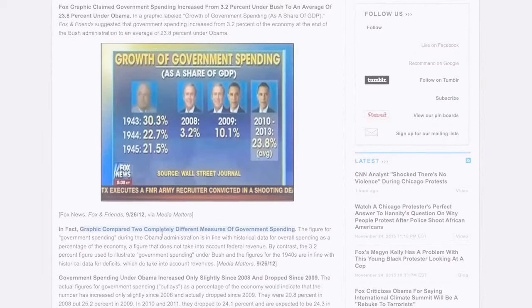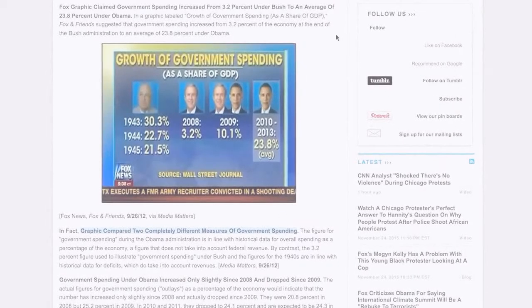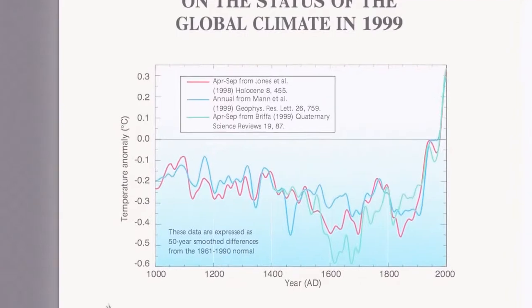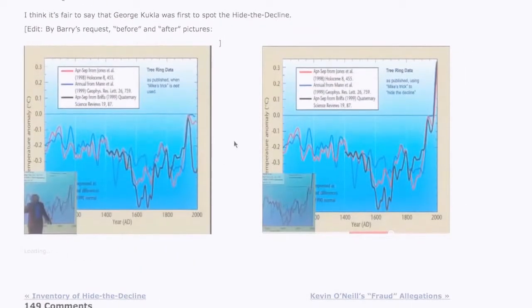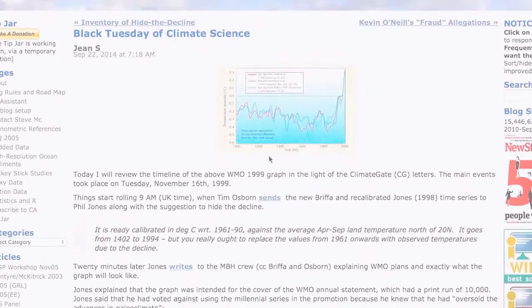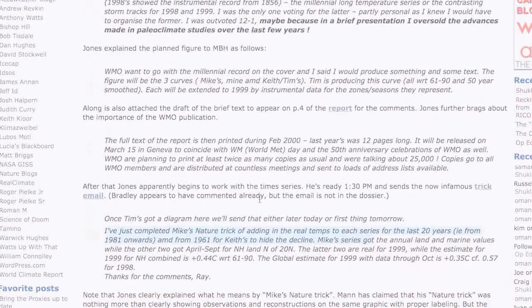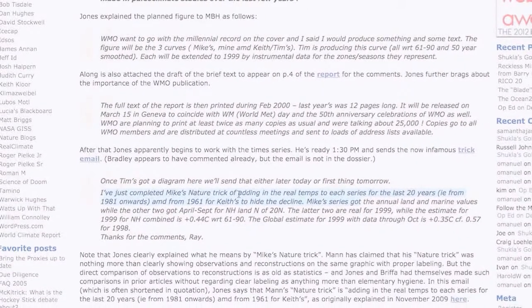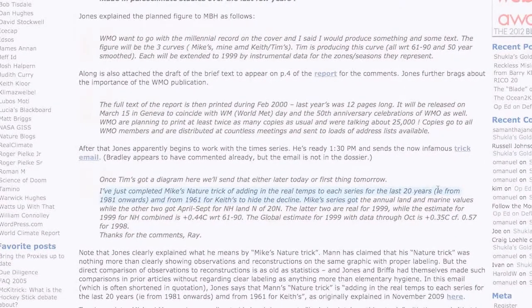Well, two completely different measures conflated in a single graphic. Two completely different measures conflated in a single graphic. Do you see where I'm going with this? Some people might. You win a cookie if you do. We're talking about what turned out to be the infamous email from Phil Jones about Mike's Nature trick of adding in the real temps to each series for the last 20 years, i.e.